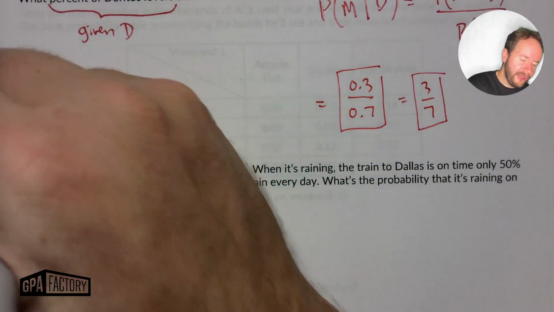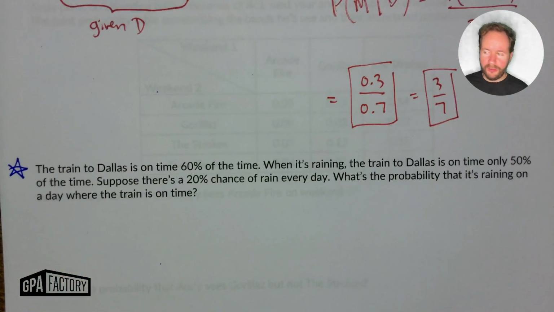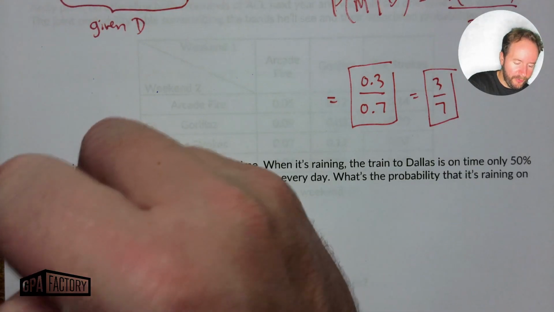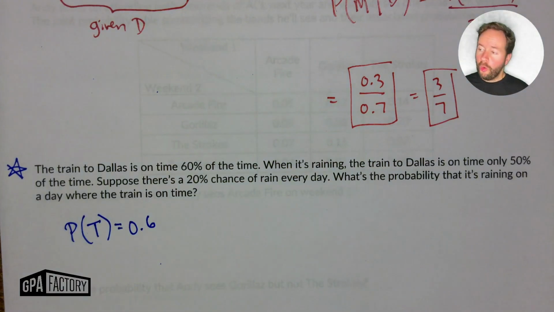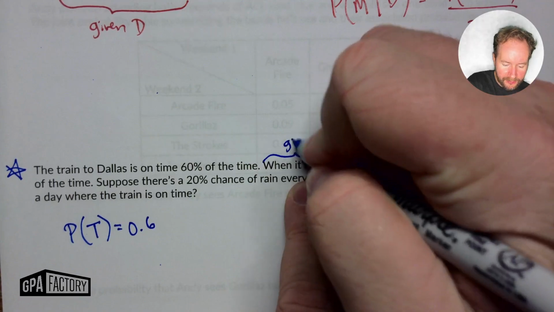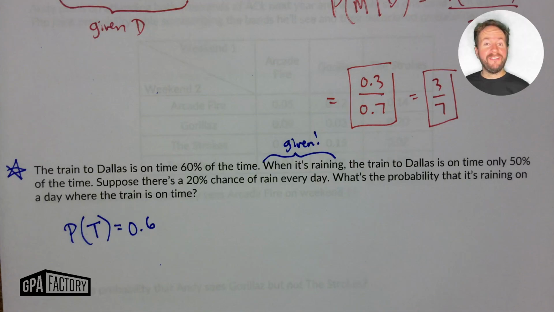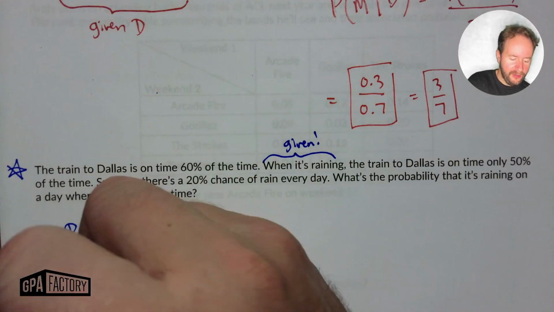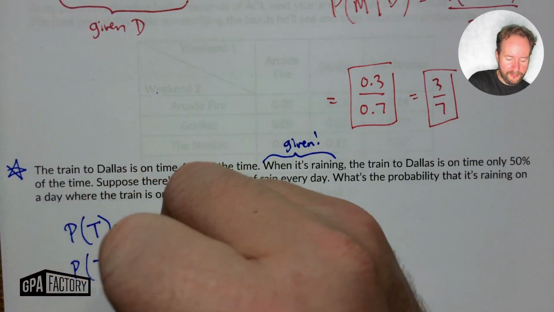It is so hard that I don't even think your professor is going to ask it, but if you can handle this type of question, then you can handle any sort of conditional probability question. The train to Dallas is on time 60% of the time. So let's say probability of T for on time is 0.6. When it's raining, so this is your given, the train to Dallas is on time only 50% of the time. So we're going to say probability of it being on time given that it's raining, that's 0.5.